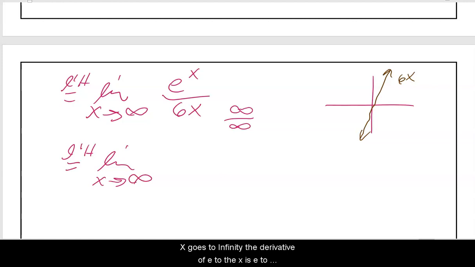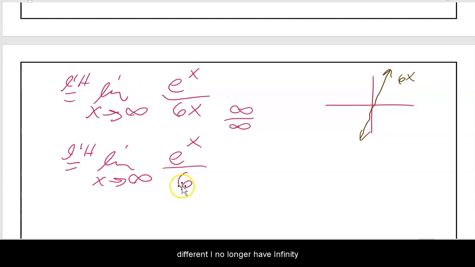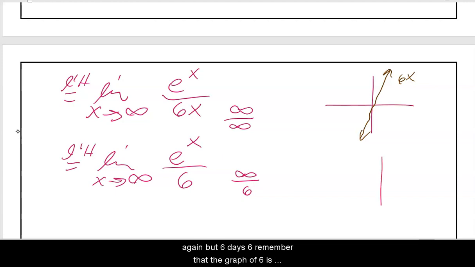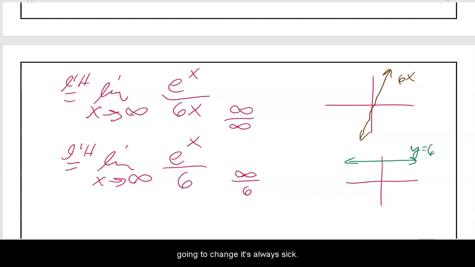As x goes to infinity, the derivative of e to the x is e to the x, but the derivative of the denominator is 6. At this point, I have something different. I no longer have infinity over infinity because the graph of e to the x does go to infinity again, but 6 stays 6. Remember that the graph of 6 is basically a horizontal line at 6. This is y equals 6. It's never going to change.